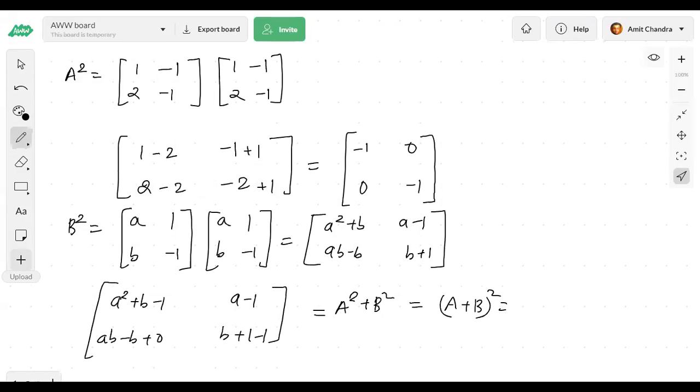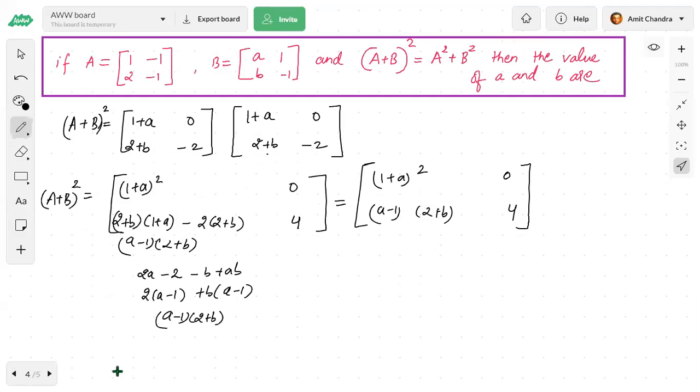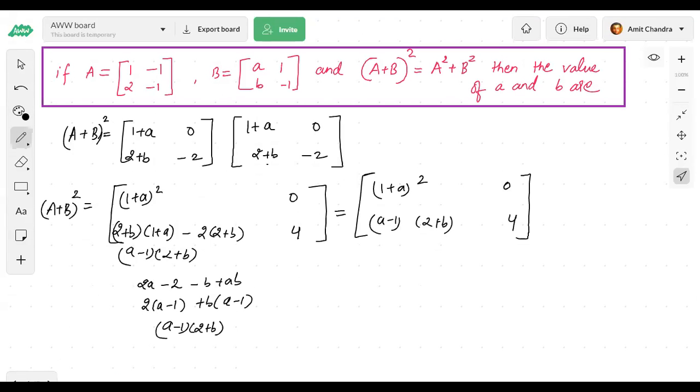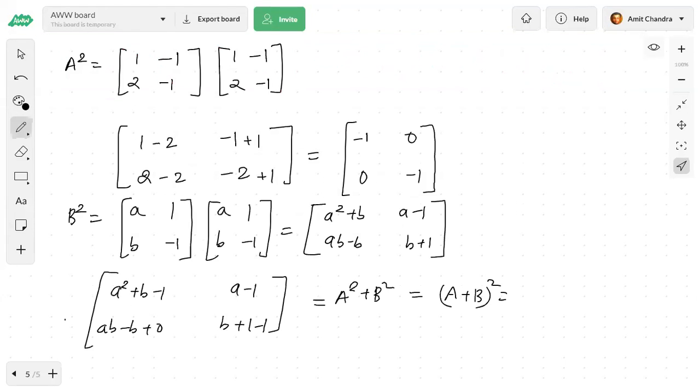And what is the value of A plus B whole square? We have already found it, which is [1 plus a whole square, 0; a minus b, b plus 2]. If I compare these two, I will simply get B is equal to 4, and from here I will get A is equal to 1. Okay, just copy this once, then we'll see one more method.